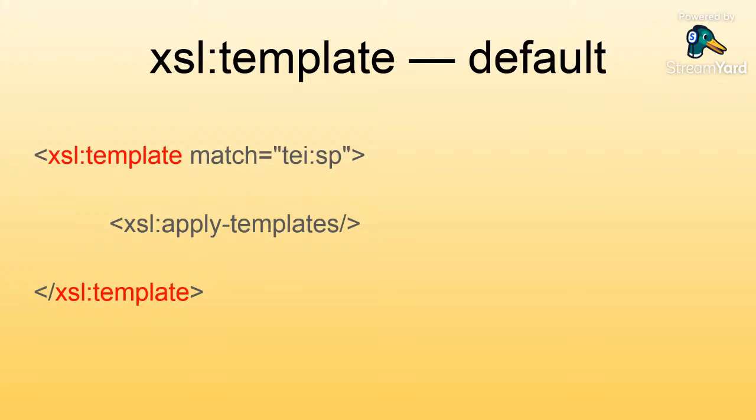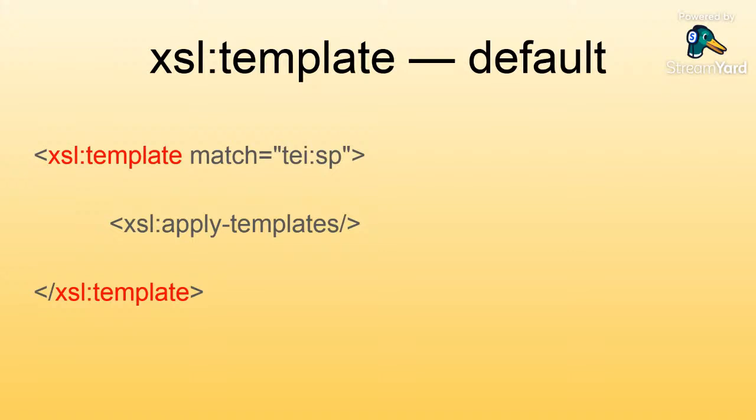So if you have a speech element, no template matching it, it'll say, okay, speech element, I don't know what to do with it, so I'll ignore the element, but all of its contents I will run through a process from if I have any templates to match them. And if I don't have any templates at all, I'll end up just printing any text that I find inside them.